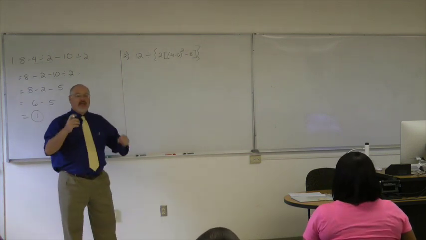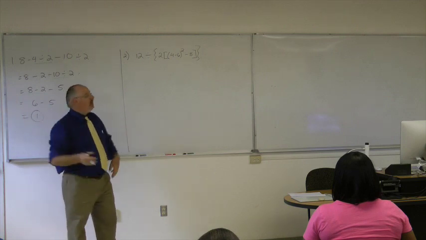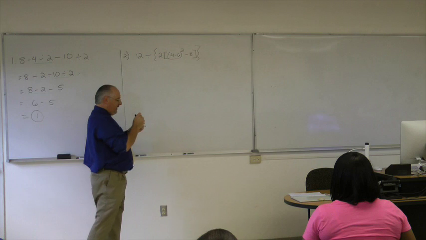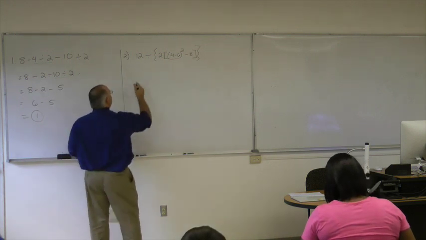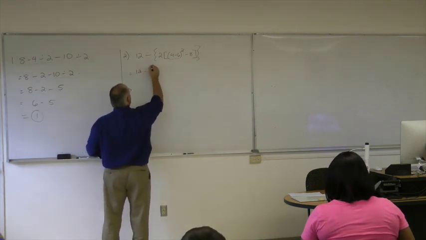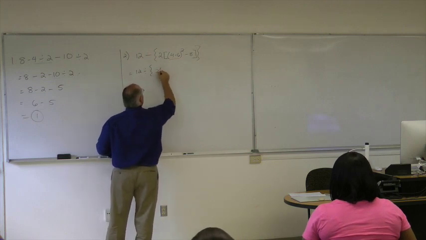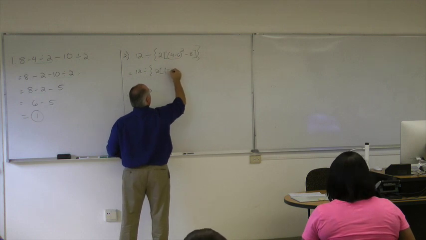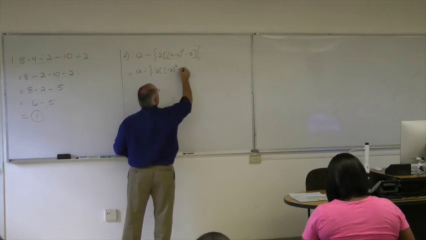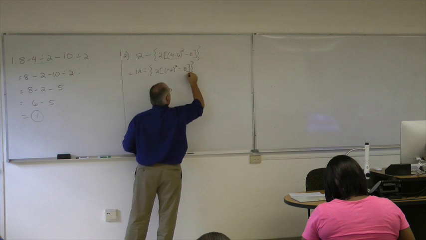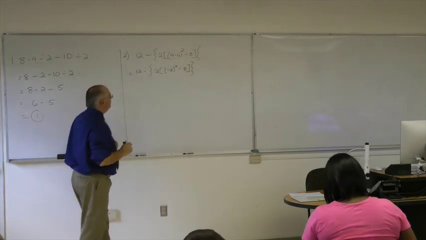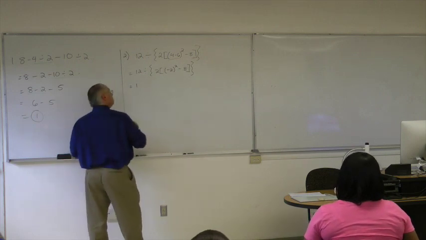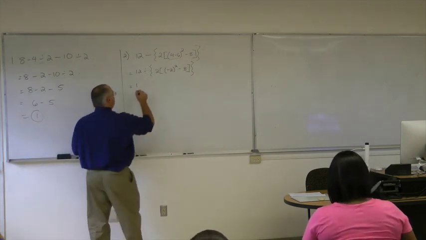parentheses first, always from the inside out. So the first thing we're going to do, that's all the way on the inside, is the 4 minus 6. So this is 12 divided by 2 bracket, and then the parentheses, 4 minus 6 is negative 2 squared minus 8 bracket, curly bracket. Now what? The exponent. Gotta do the exponent.